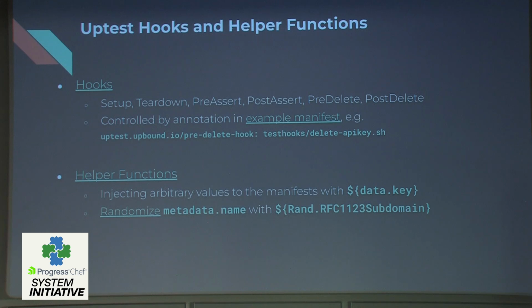It supports a bunch of hooks, because sometimes you need to interfere with that process, because maybe you want to clean up something, maybe you want to do some additional assertions, and you have a bunch of hooks during different phases of the test run. So you have setup, teardown, pre-assert, post-assert, pre and post delete, and they can be controlled by an annotation directly in the manifest. So you just write an annotation, and you don't need to take care of how you forward that script to it. It will just look for it in the same working directory, and you should be good to go. It supports a bunch of helper functions. If you maybe want to create some random names, or you want to inject arbitrary values, you can do that.